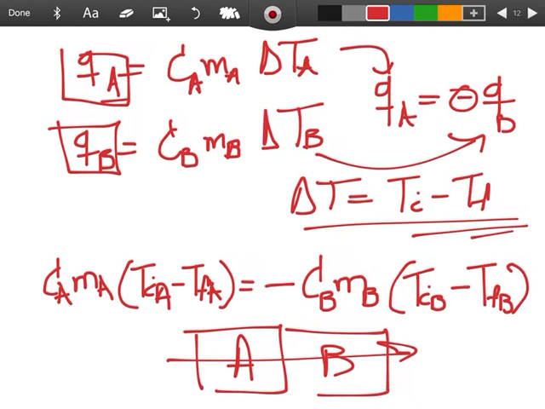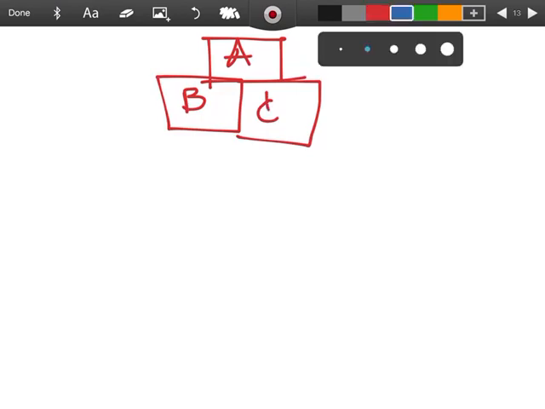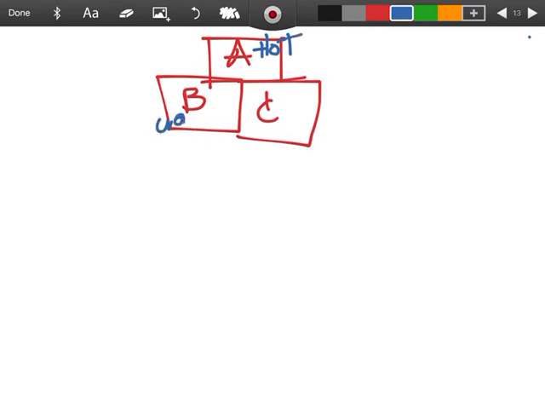Very well. So let's go and throw a new one, and let's complicate things a little bit more. So imagine that instead of having two substances, now you have three. You have A, you have B, and you have C. Very well. And let's change colors. It's blue. And let's say, for example, that A is hot, B is going to be warm, and C is going to be cold.